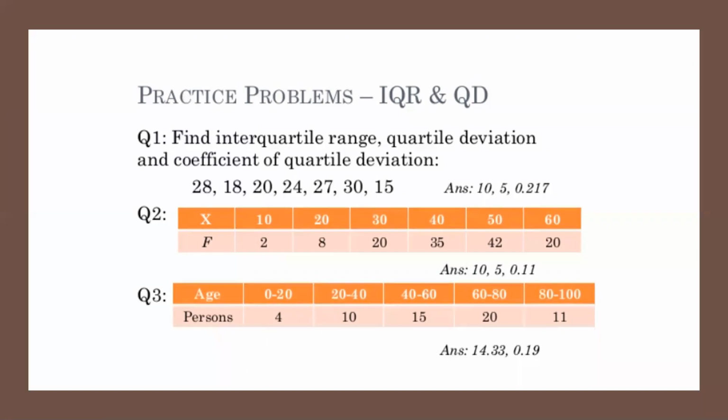And we get the interquartile range by applying Q3 minus Q1, and similarly the quartile deviation from similar formulas, and questions 2 and 3 can be done with similar formulas.